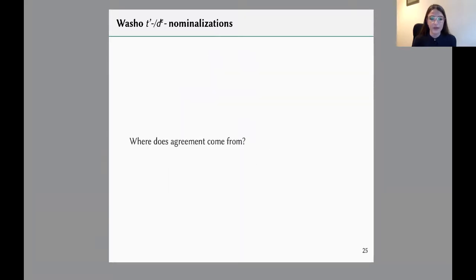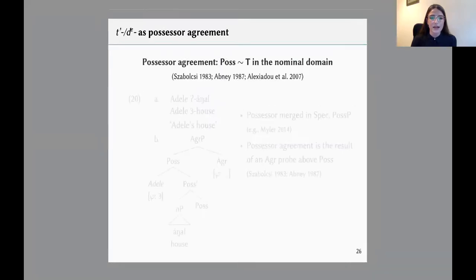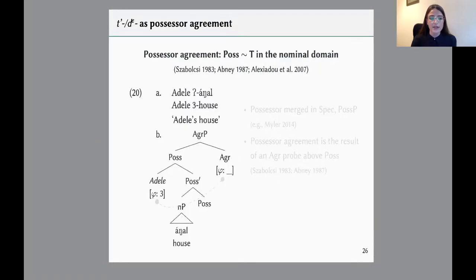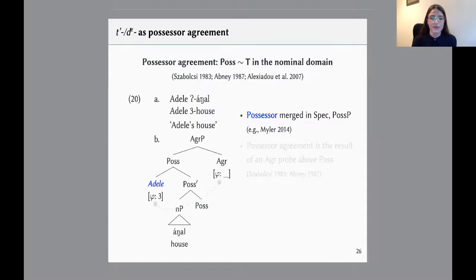All right, so where does this agreement come from and how do we explain it? We can understand possessor agreement in the general case by understanding Pos as the nominal correlate of T. So just for a normal example of possessor agreement, like in 20a, Adel Angal, we can assume that the possessor is merged in the specifier of PosP, and that possessor agreement is the result of an Agr probe above Pos. So Agr will probe downward to Adel, pick up the third person phi features, and then spell that out as an agreement prefix.